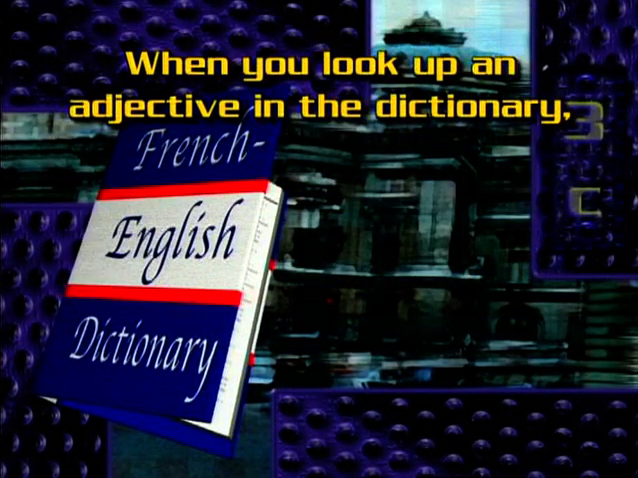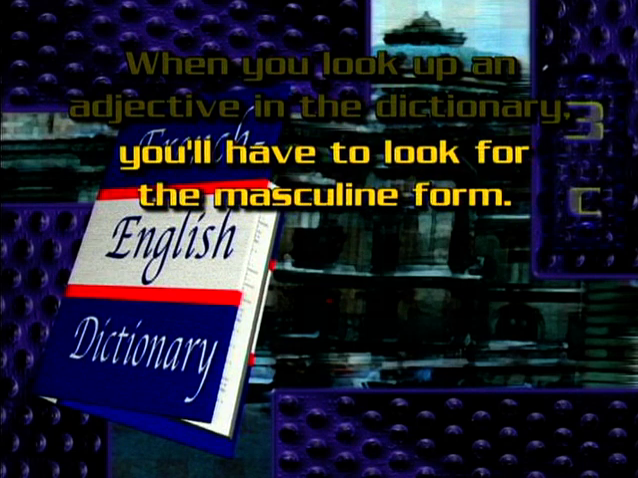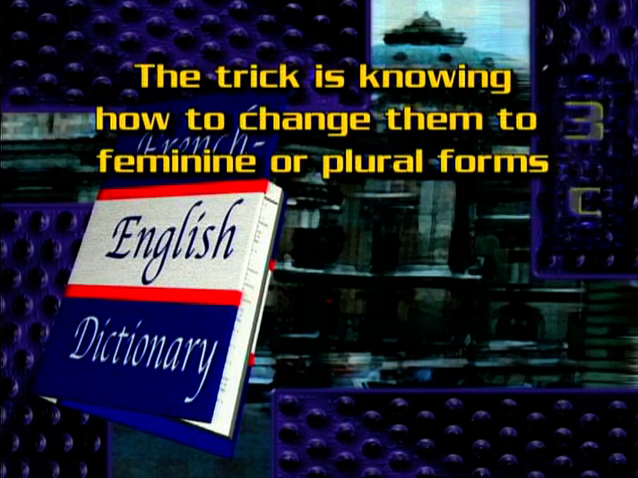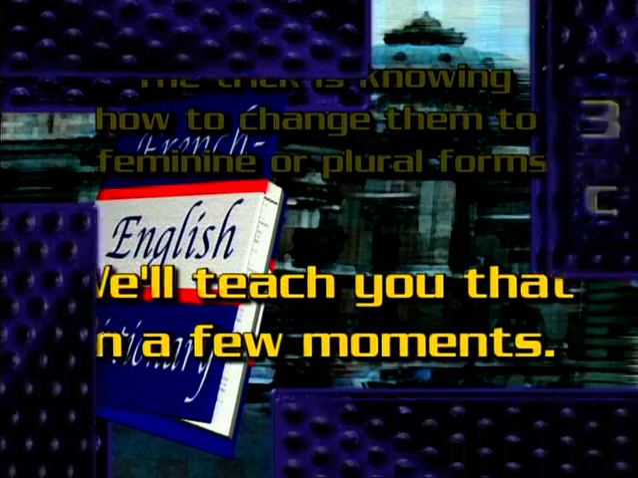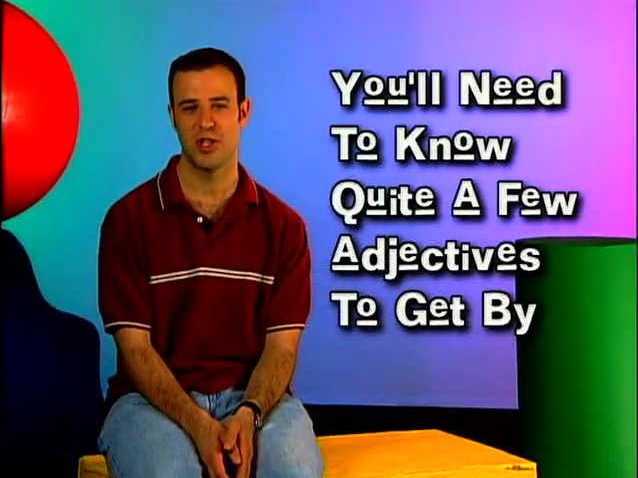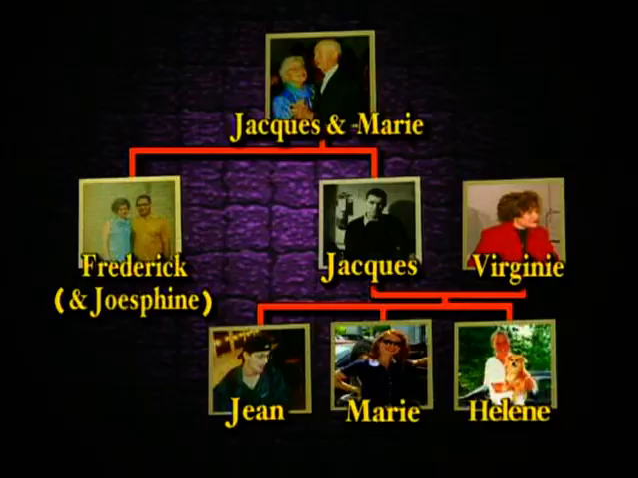Technically, they're the same adjective. When you look an adjective up in a French dictionary, you'll have to look for the masculine form. The trick is knowing how to change them to feminine or plural forms if you need to. We'll teach you that in a few moments. You'll need to know quite a few adjectives to get by, but we're not going to list a bunch of adjectives now because that would be boring. What we will do is describe Marie's family a bit, so you can see how some of the words work.